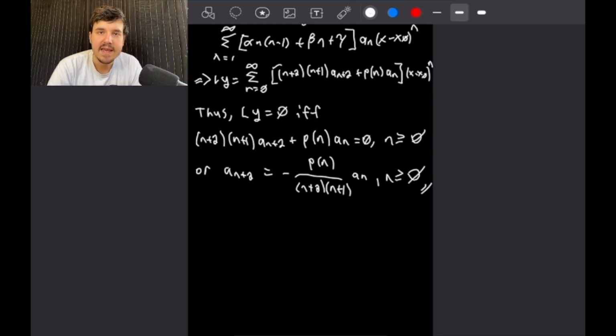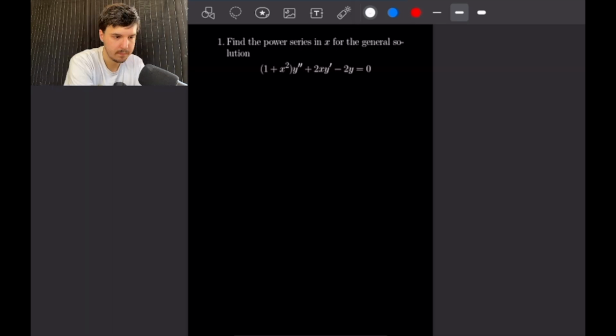Great. So let's go ahead and get into our first example, applying this theorem to differential equations of this type. Let's take a look at this first one. This first one says find the power series in x for the general solution, and we have the differential equation as follows. We have 1 plus x squared times y double prime plus 2x times y prime minus 2y is equal to 0.